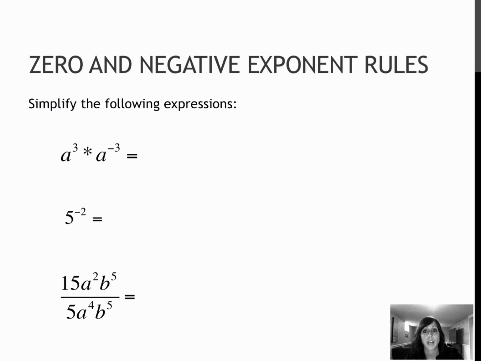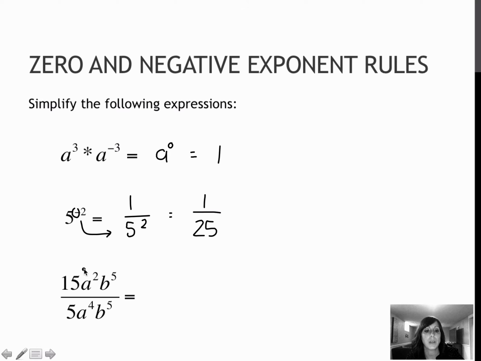Here are some for us to try together. The first one, I have a to the third times a to the negative third. Sorry about that weird multiplication sign. That gives me a to the 3 plus negative 3, which is a to the 0. And we know that anything to the 0 power is 1. 5 to the negative 2 is 1 over 5 squared. Remember that negative says put it in the opposite position. And then 5 squared is something I can compute, which is 25.